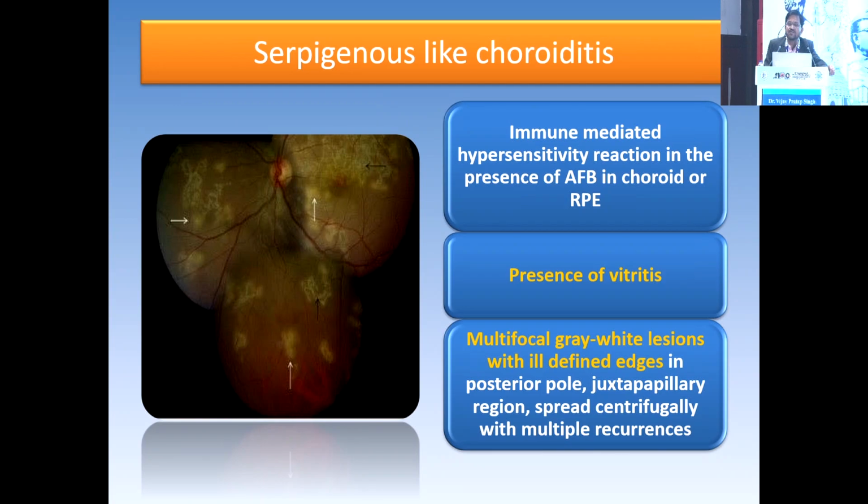Again, serpiginous-like choroiditis: how to differentiate it from serpiginous choroiditis? The element of vitritis is present in patients of serpiginous-like choroiditis. It is thought to be an immune-mediated hypersensitivity reaction in the presence of acid-fast bacilli in the choroid or RPE, and the lesions are almost similar to serpiginous choroiditis.